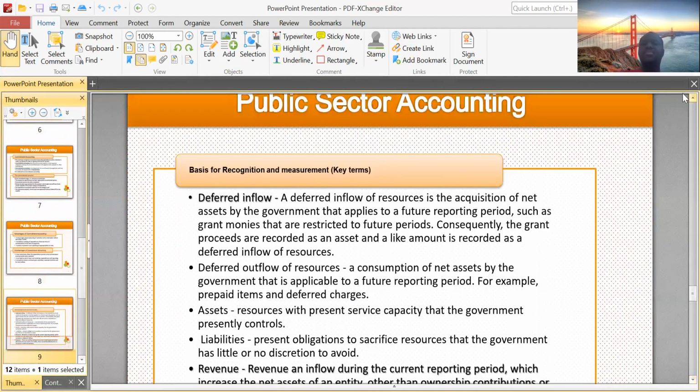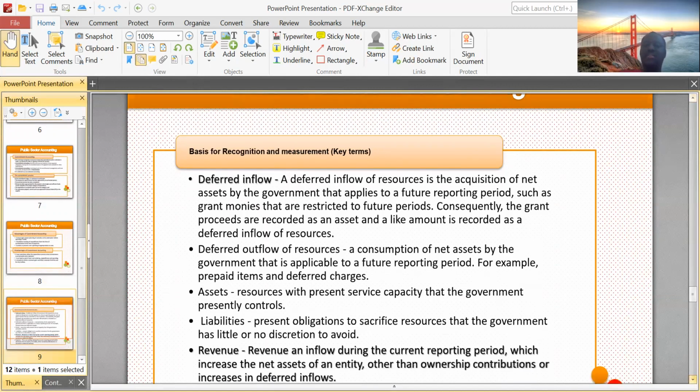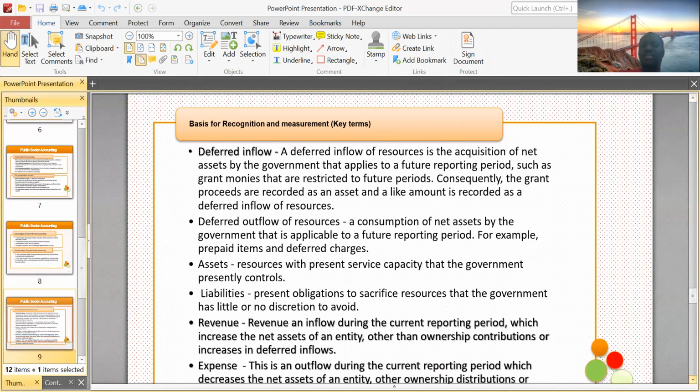Now let's look at basis for recognition and measurement. Let's understand some key terms. Number one, deferred inflow. A deferred inflow of resources is simply the acquisition of net assets by the government that applies to a future reporting period. So it's basically inflow of resources, which is through the acquisition of net assets. It's by the government.